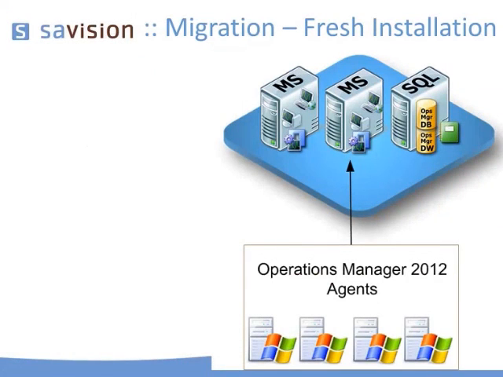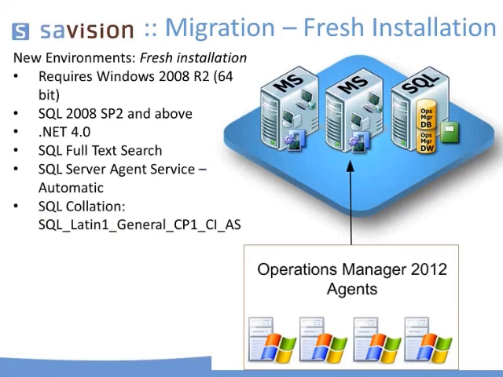So let's start with a fresh installation. So if I have no current Ops Manager environment, and I want to start from fresh, this is what I need to do. So I've got a management server or multiple management servers and multiple SQL servers. The gotchas here are listed on the left. So first off, this only runs on Windows Server 2008 R2 64-bit only, as well as 2008 Service Pack 2 and above. Got to have .NET 4.0. You need to have SQL full text search, and the SQL Server Agent service does need to be set to automatic.